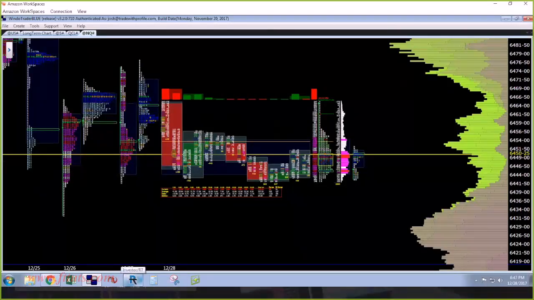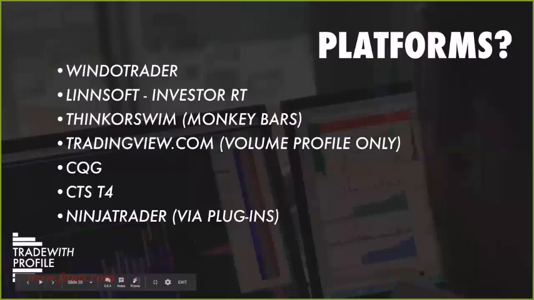This is about the best that you can get. It's also fairly expensive. I think of it as you pay for what you get. Linsoft from Investor RT, or Investor RT from Linsoft, is also a good product that offers both market profile and volume profile. Thinkorswim from TD Ameritrade has market profile.